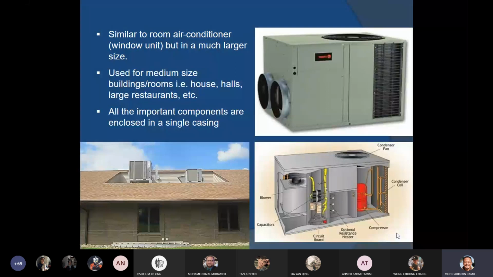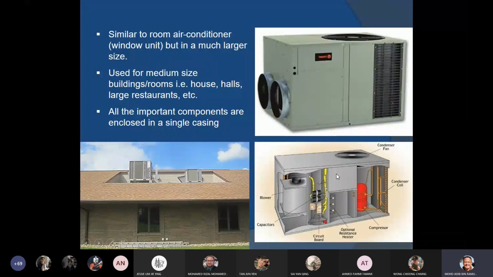So this kind of air conditioning system, this package unit, is used for medium-sized buildings or rooms. For example, the whole house, halls, large restaurants, and so on. Compared to the window unit, which is only used for one small room, this one package unit can serve the whole house. Like I mentioned, all the important components are enclosed in a single casing.